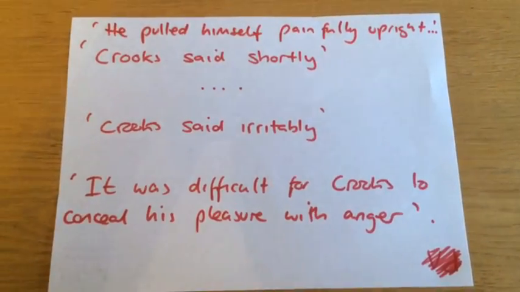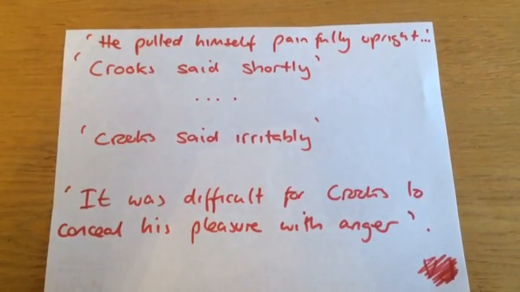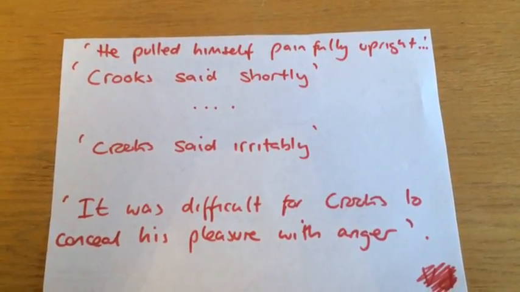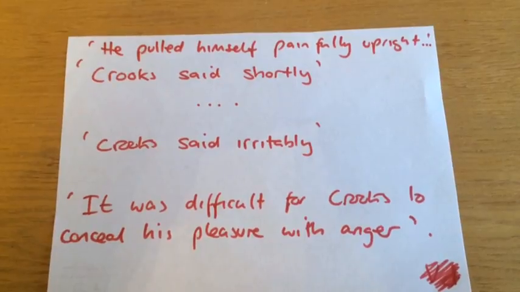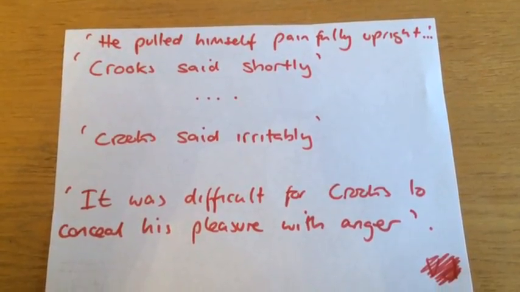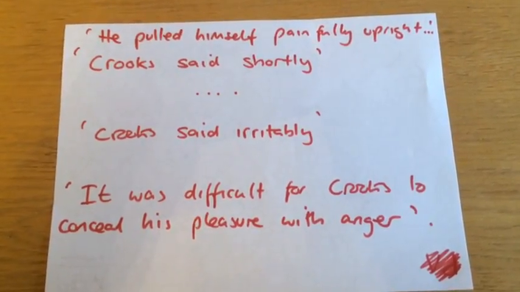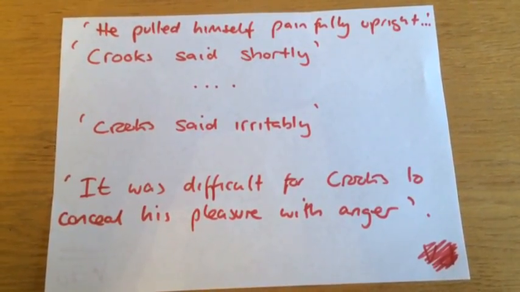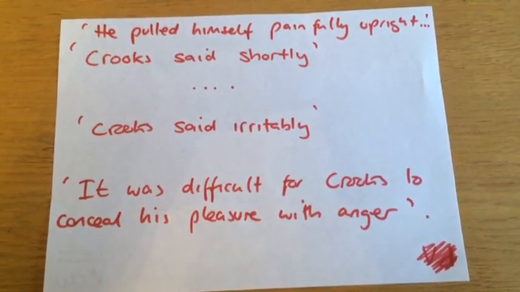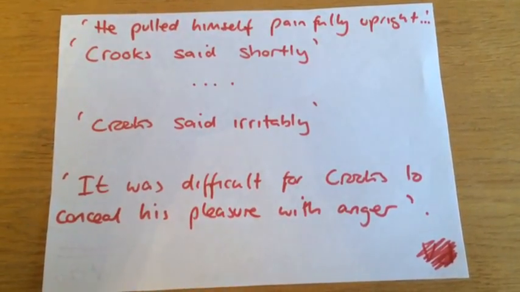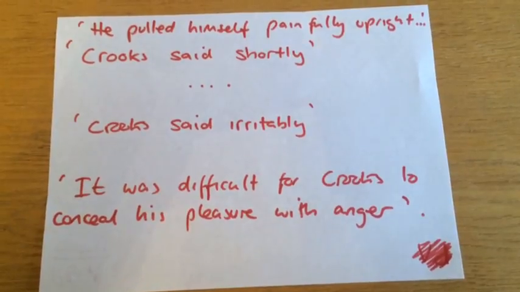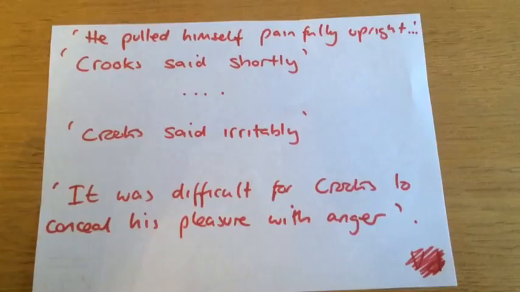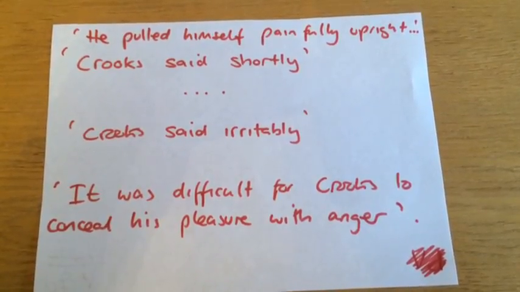So what I've done, as per step 3, is I've picked out some quotations. Okay, so the ones I've picked out: he pulled himself painfully upright. Crooks said shortly. Crooks said irritably. And it was difficult for Crooks to conceal his pleasure with anger. Okay, so I'm just going to work with those ones, but just for the purpose of this video, I'm going to focus on one. When you're doing this, you'd work your way through all 4 of them. Okay, and I'm going to show you what you would do with one of these.